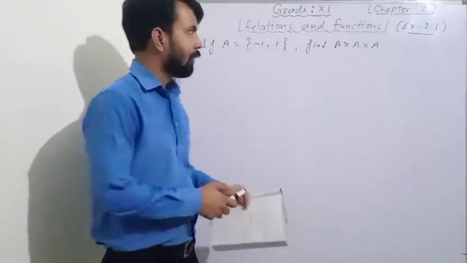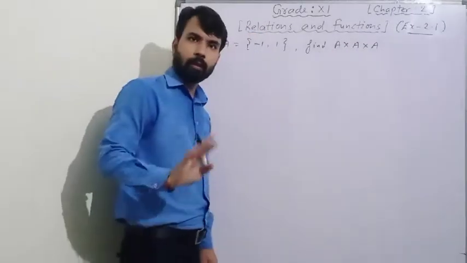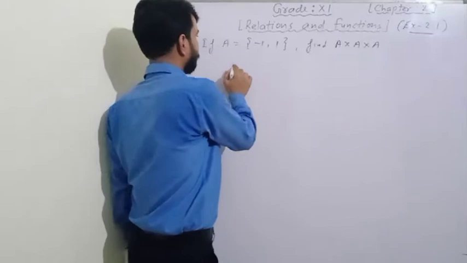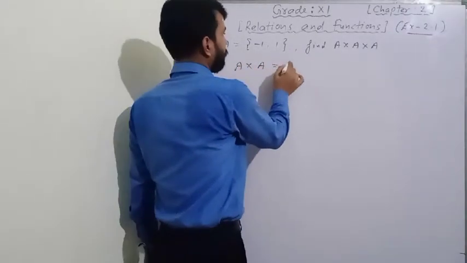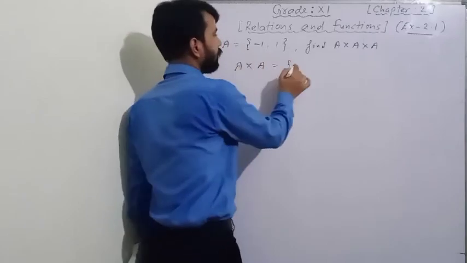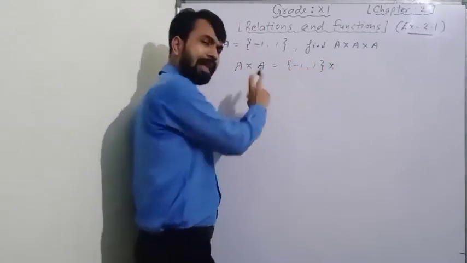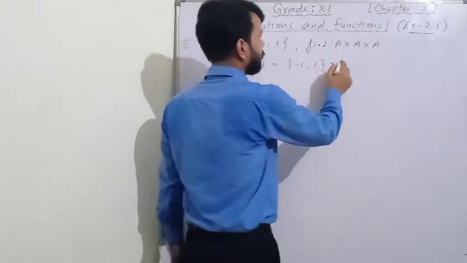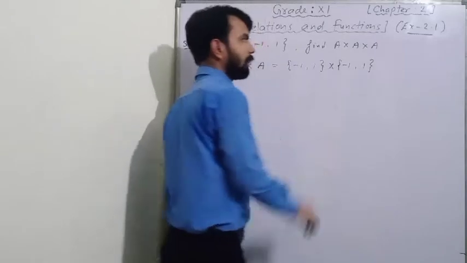How? First of all, we will have to find A cross A only. A cross A. So see, A set is -1, 1 and cross again A set. It is repeated now. So the same set is this. So we will have to write the same set -1 and 1.